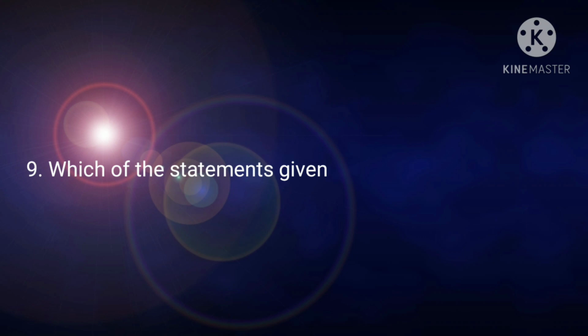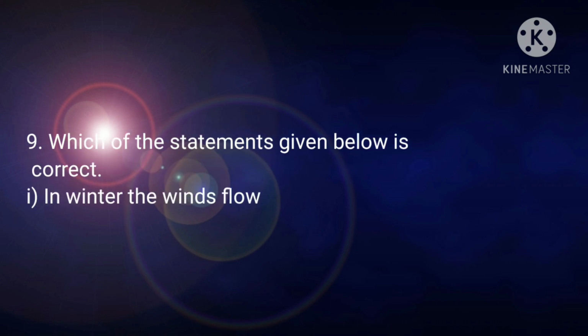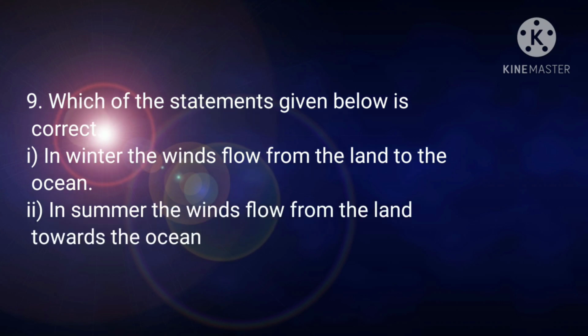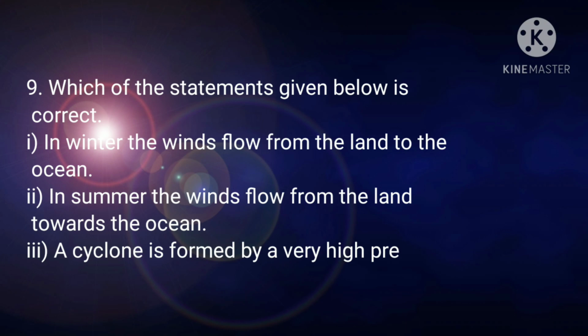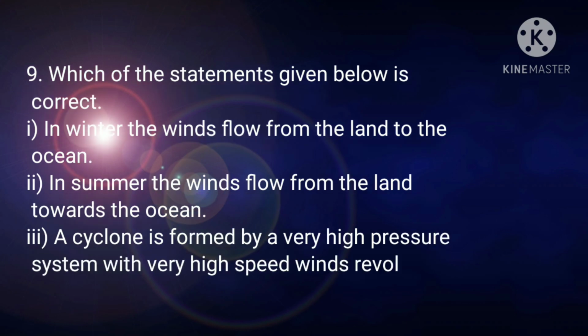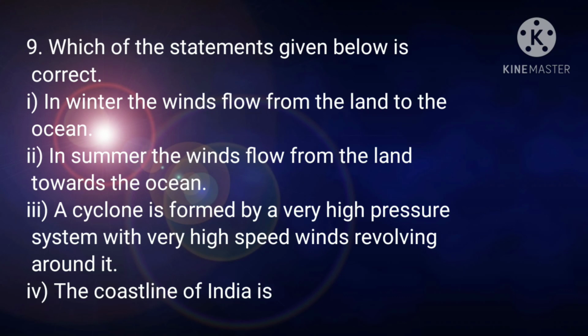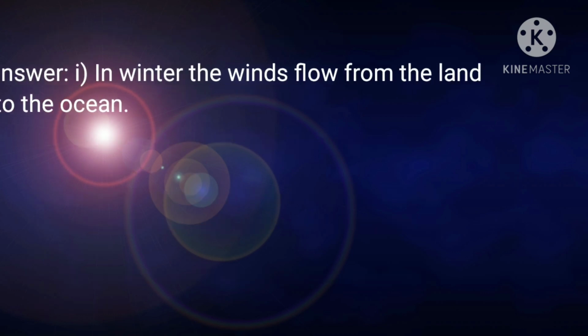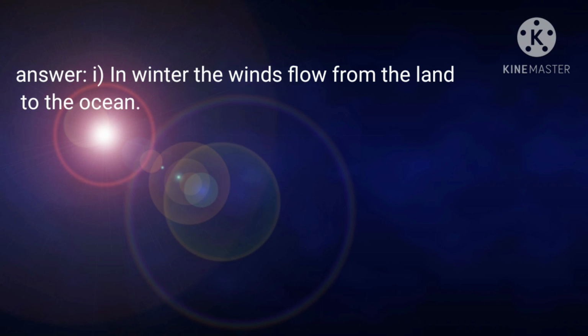Question number 9. Which of the statements given below is correct? 1. In winter, the winds flow from the land to the ocean. 2. In summer, the winds flow from the land towards the ocean. 3. A cyclone is formed by a very high pressure system with very high speed winds revolving around it. 4. The coastline of India is not vulnerable to cyclones. Answer is 1. In winter, the winds flow from the land to the ocean.